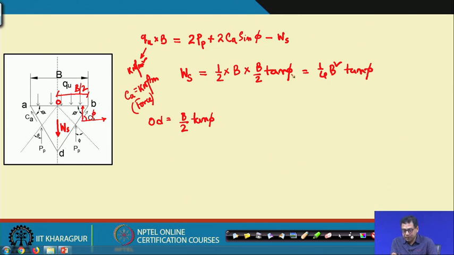And then we have to multiply with the unit weight of the soil. So, gamma is the unit weight of the soil. So, finally, we will get W s.